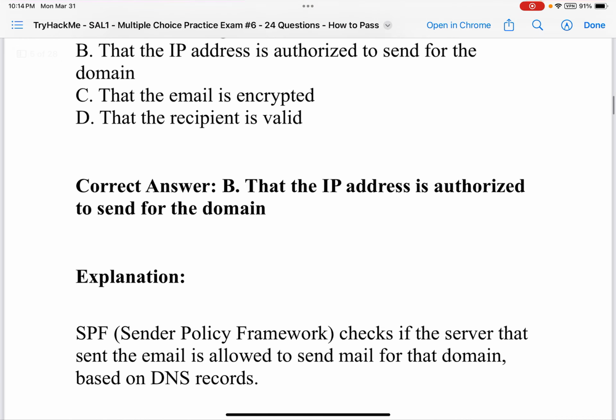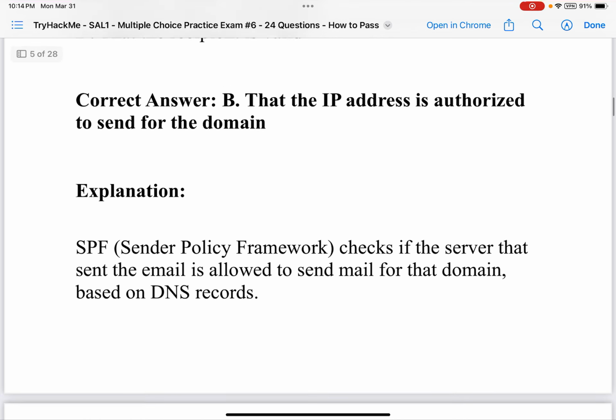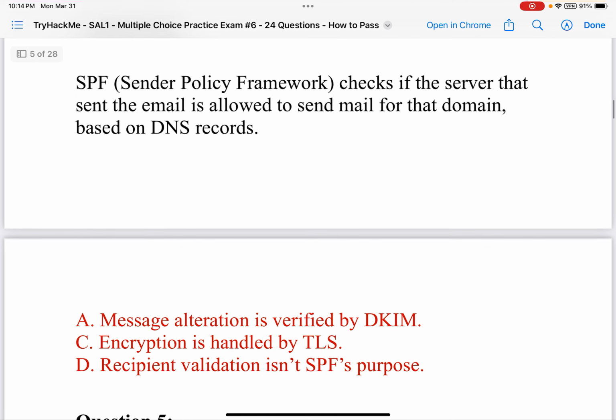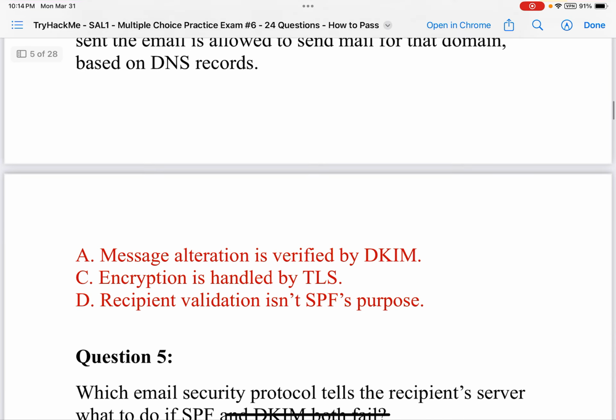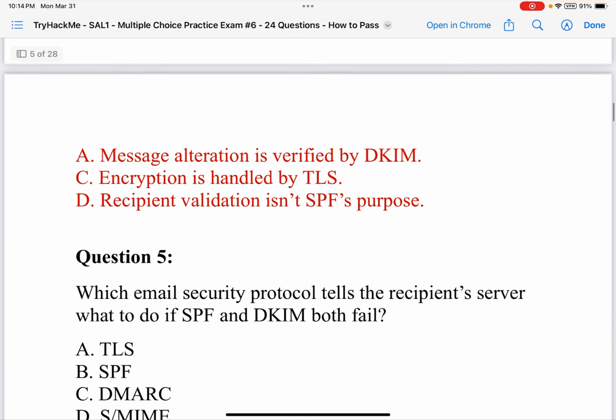Explanation. SPF, or Sender Policy Framework, checks if the server that sent the email is allowed to send the mail for that domain based on DNS records. And there's red text. You know what to do. Pause the video and take a look to really understand why they're incorrect. Let's move on to question number 5.